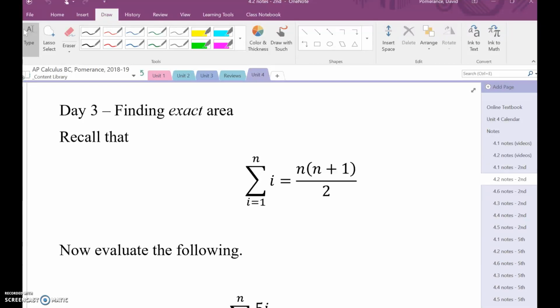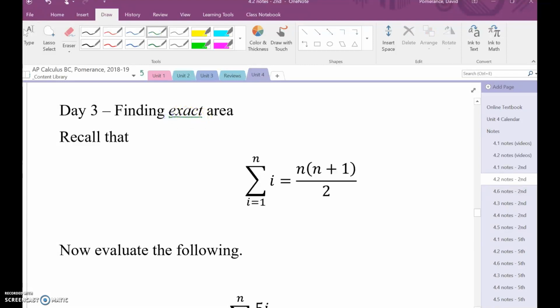So we're going to finish off section 4.2. If you're watching this, hopefully you have already completed the left rectangular area method, right rectangular area method, midpoint rectangular area method worksheet, and you have an idea about how to find the approximate area bounded by a curve. Now we're going to try to find the exact area bounded by a curve.